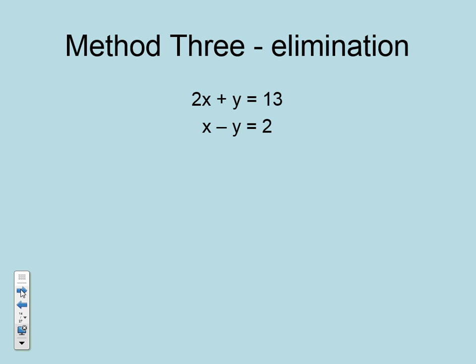Method 3 of solving is the one which you probably did the most, elimination method. You've got 2 equations and you either add or take them together to see what happens. This one here, we're going to add the equations together. 2x's add x makes 3x's. Y add minus y cancels out. They are eliminated. That's the point of adding them together.